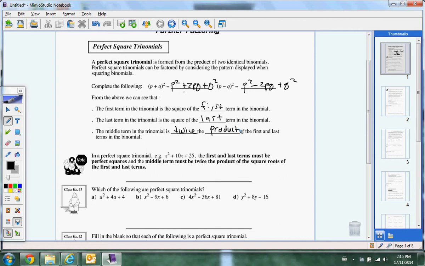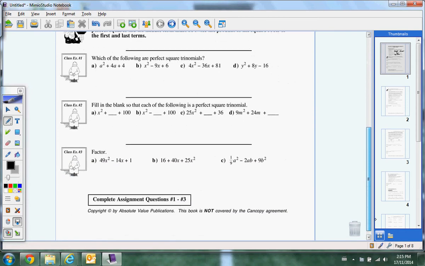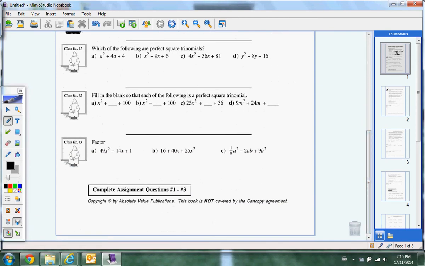Okay, going further. Example 1, let's give some examples here. Which of the following are perfect square trinomials? Is A... it's (a + 2)(a + 2), which is (a + 2) squared. So this one's a yes. How about B? No, never mind. You're thinking 3 plus 3, right? So there's no factors of 6 after that. I can't even factor this one, actually. So this one's no.